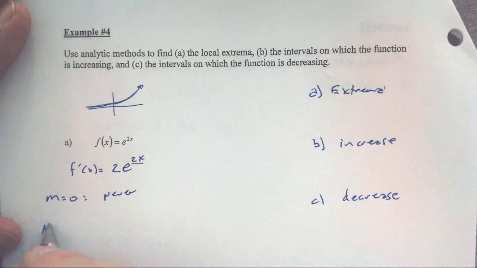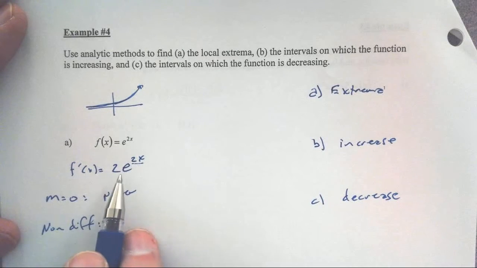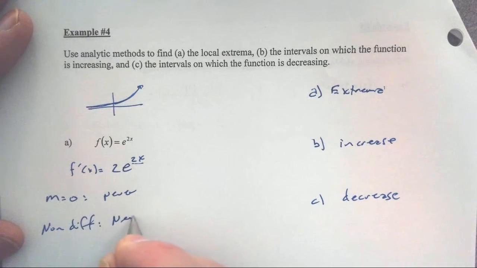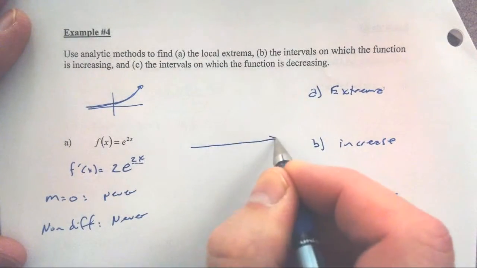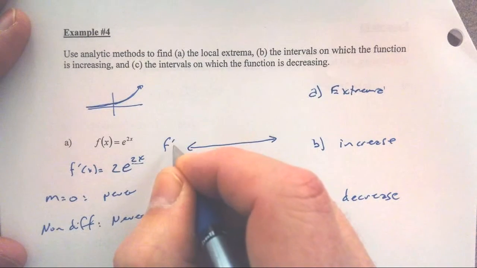Never. When is it non-differentiable? Well, I can take any number I want times 2. I can take e to any power I want, and I can multiply any number I want by 2. So never. We're going to be doing things like this. This is just part of the robotic portion of what we do.